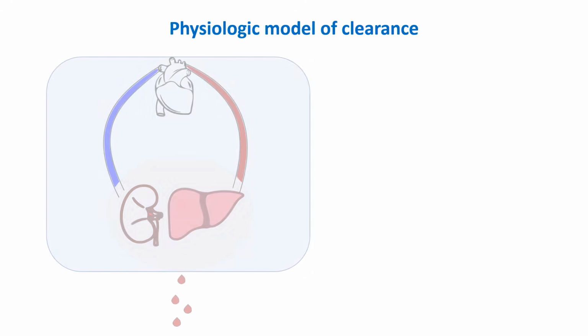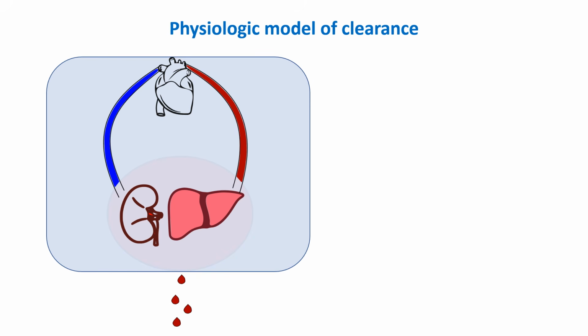The physiologic model of clearance explains drug elimination by considering the biological mechanisms and anatomical structures involved. Each organ, like the liver, kidneys, and lungs, has a specific clearance capacity based on its blood flow, ability to extract the drug from the blood, and metabolic functions. Blood flow to an organ determines the rate at which the drug is delivered to the organ. Organs with high blood flow like the liver and kidney play a major role in drug clearance. Once the drug reaches the organ, it metabolizes or excretes the drug.